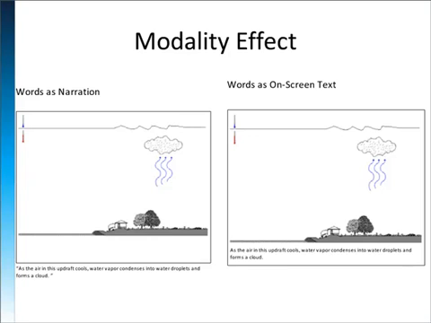Here are some graphics from one of his studies. What he found was words that are presented as narration are better processed than those that are presented as on-screen text. The idea here is that narration is a use of the auditory modality with graphics, which are the visual modality. This study found that those learners who received narration rather than on-screen text could retain and transfer that information better. Also, it should be stated that this study has been replicated many times, and this work is now widely accepted in the instructional design community.